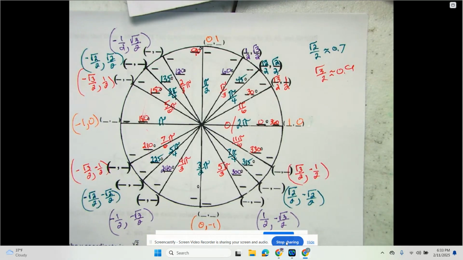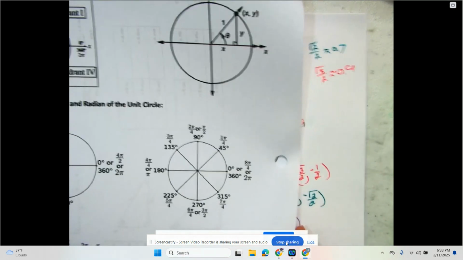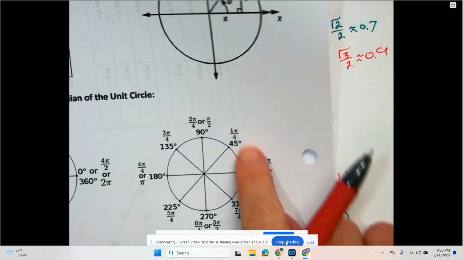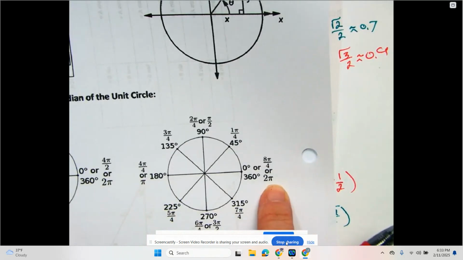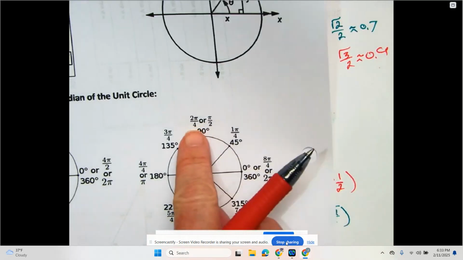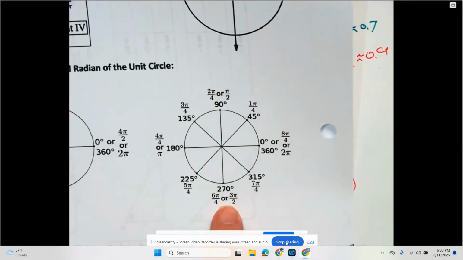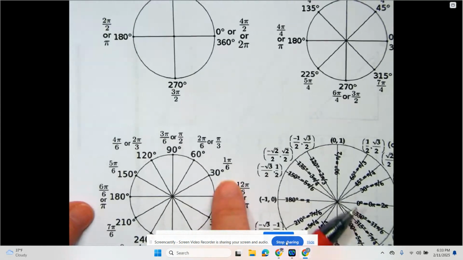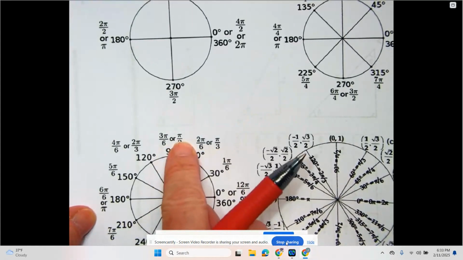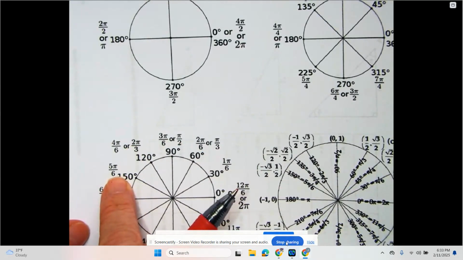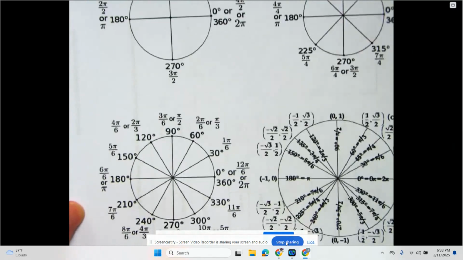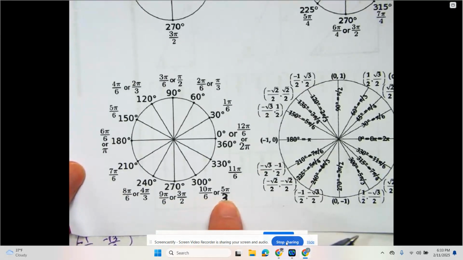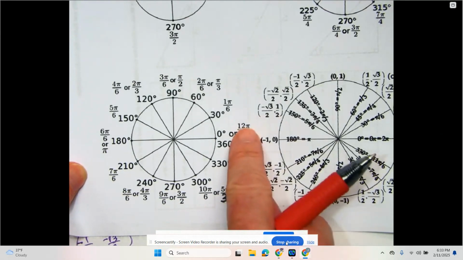If you look back at your notes from yesterday, you can see that again right here. 1/4, 2/4, 3/4, 4/4, 5/4, 6/4, 7/4, 8/4, and then they reduce. That reduces, reduces. And then 30 degrees: 1/6, 2/6 reduces, 3/6 reduces, 4/6 reduces, 5/6, 6/6 reduces, 7/6, 8/6 reduces, 9/6 reduces, 10/6 reduces, 11/6, 12/6 reduces.